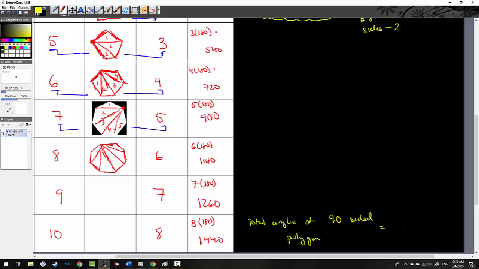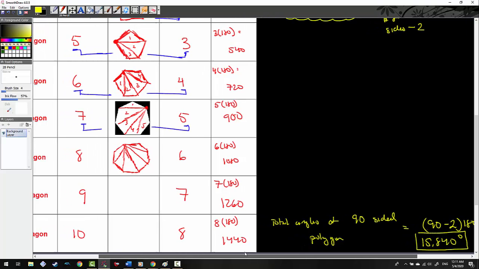Well, how many sides are in a 90-sided polygon? Well, it's 90. We subtract 2 from it, and then we multiply that thing by 180. So 88 times 180 means that there's 15,840 degrees total in a 90-sided polygon.